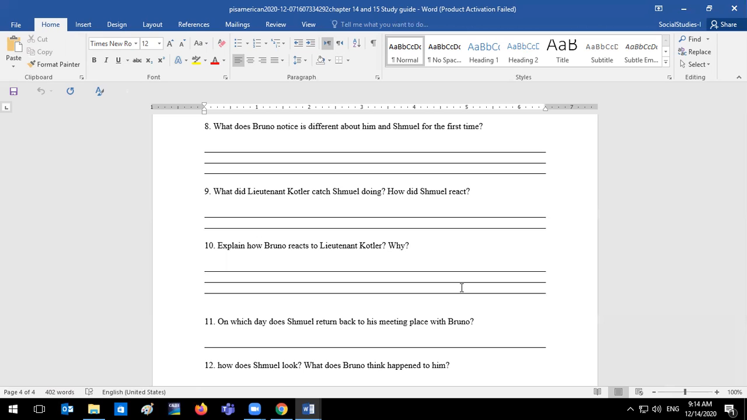Shmuel stopped meeting Bruno by the fence for about six days, but he shows up on the seventh day, and Bruno is very apologetic and shows remorse and shame for what he did. And Shmuel forgives him, and they both extend their arms below the fence and touch for the first time, and they shake hands.